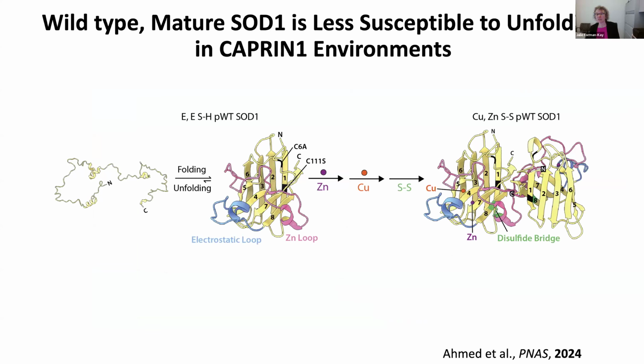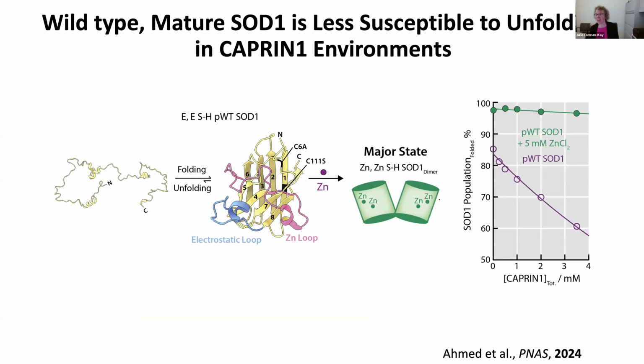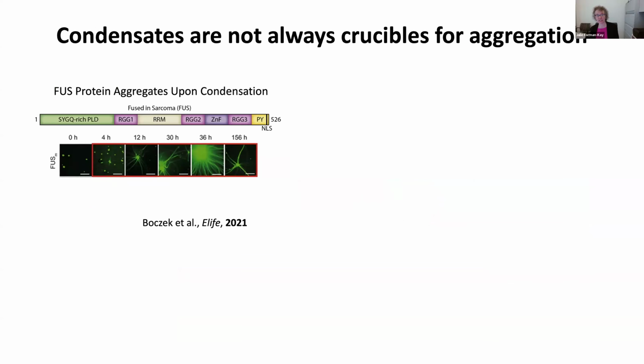What about wild type SOD1? We mimicked it with a zinc-loaded dimer and added Caprin to it, and you can see that this more stable dimeric metalated state is much more resistant to increases in Caprin-1 concentration than the monomeric demetalated state, consistent with the wild type not being found in these stress granules leading to aggregates.